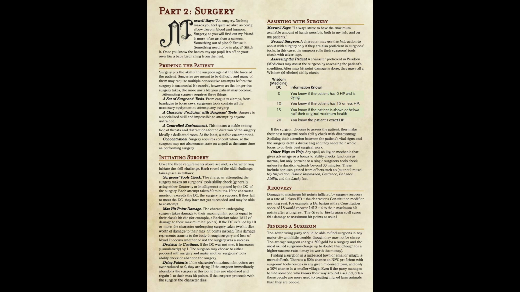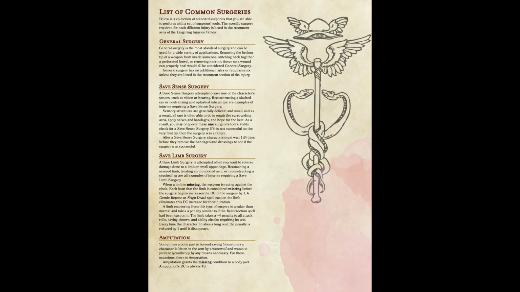However, there's prepping the patient, there's initiating surgery, there's assisting with surgery. For example, a character proficient in wisdom medicine may assist the surgeon by assessing the patient's condition. After max hit points damage is done, they may roll a wisdom medicine check, and then you can tell them what they know. They know the patient's exact HP. That's all stuff you would read yourself and wonder how it slides into your own campaign. And then there's a list of common surgeries like general surgery, save sense surgery, save limb surgery, and amputation. So you can see all of that there.